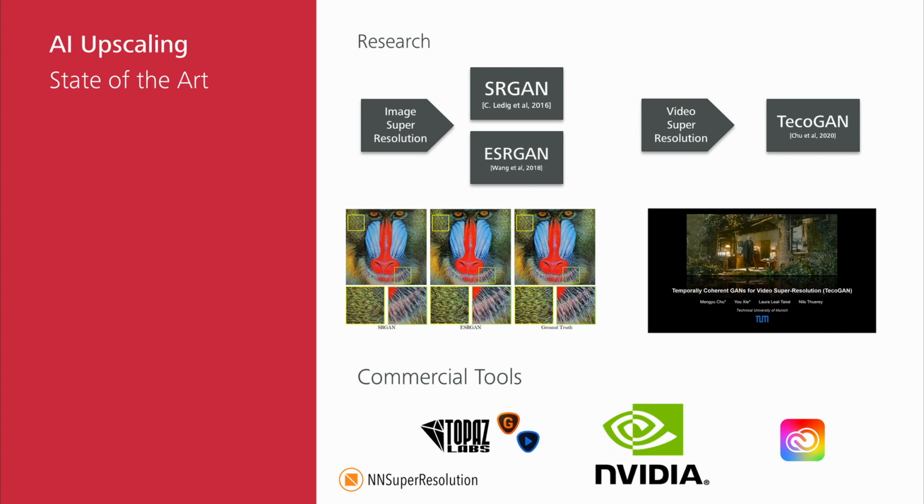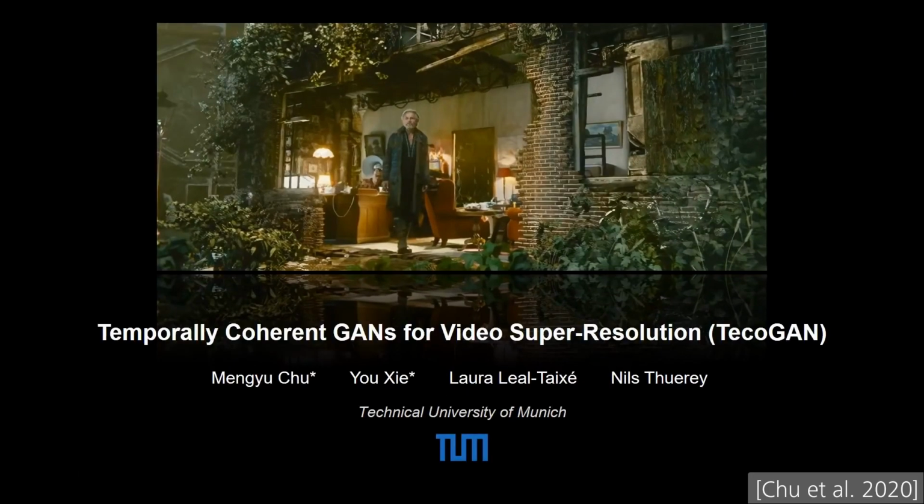One of the most prominent ones is TecoGAN, based on the paper Learning Temporal Coherence via Self-Supervision for GAN-Based Video Generation by Chu et al. from the Technical University of Munich. They apply a sophisticated recurrent GAN architecture with a complex loss term to achieve a high scaling factor of 4 with high quality results and temporal coherence.